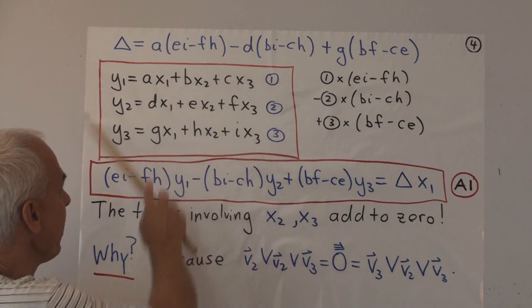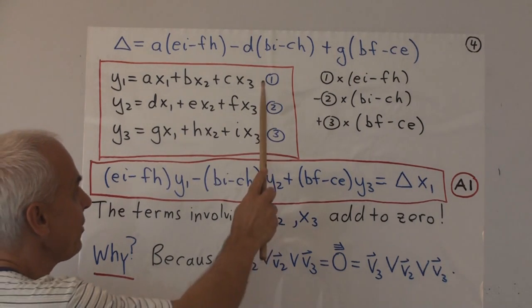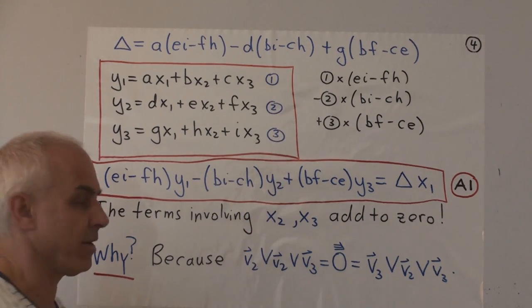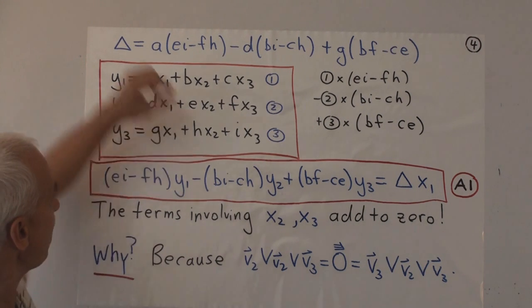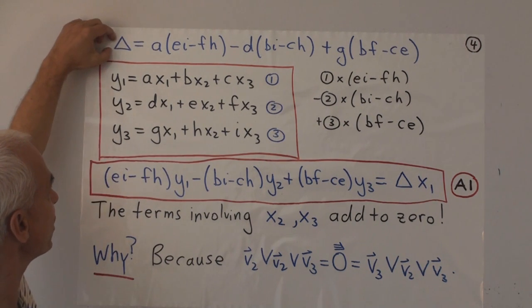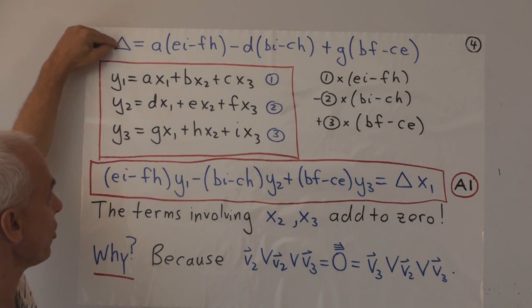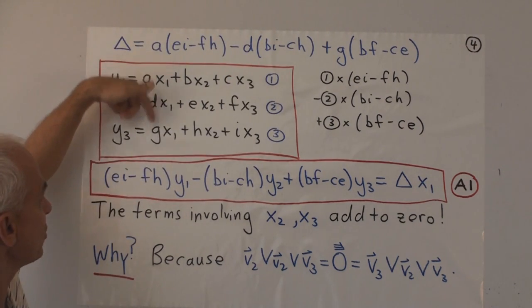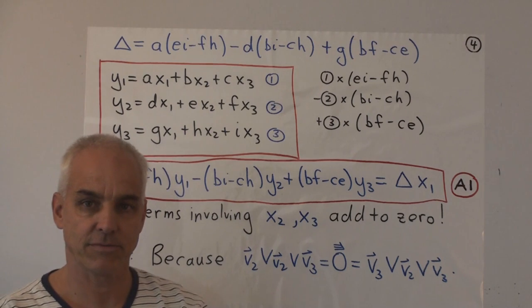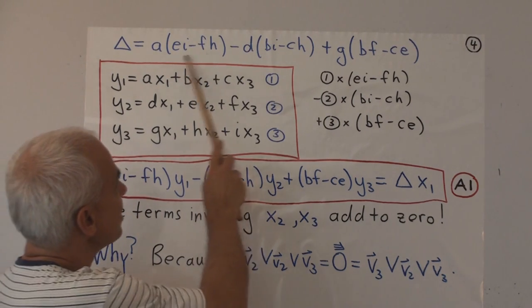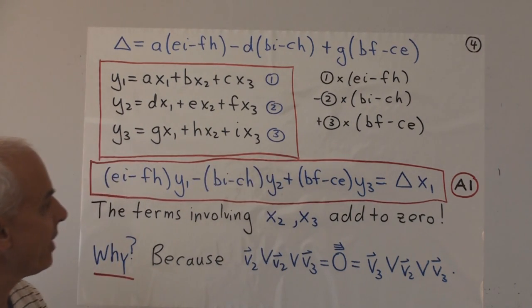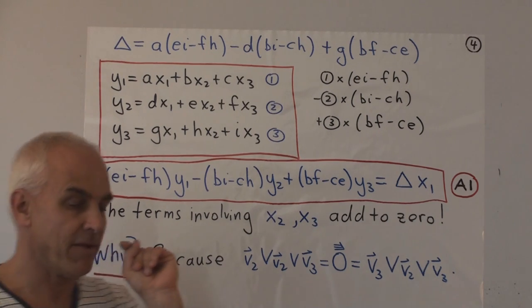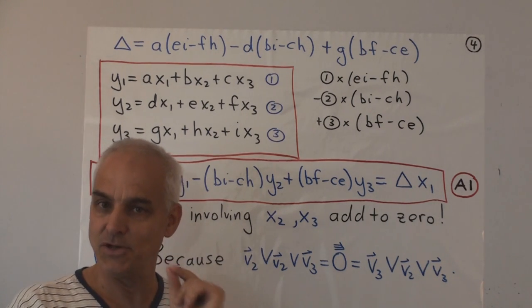Here's the system repeated again, and I've labeled the 3 equations 1, 2, and 3. And up here I've written one of the expressions that I obtained for the determinant, the one involving A, D, and G, namely the first column of our matrix. Okay, we're going to be inspired by this formula, and what we're going to do is something exactly parallel to what we did in the 2 by 2 case.